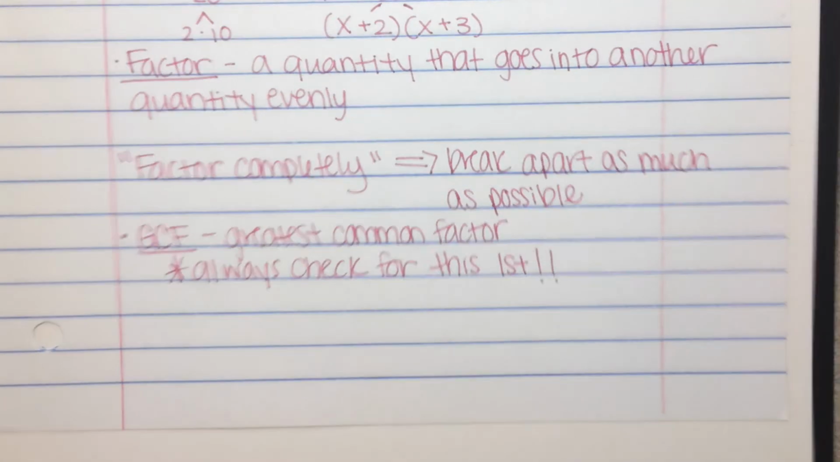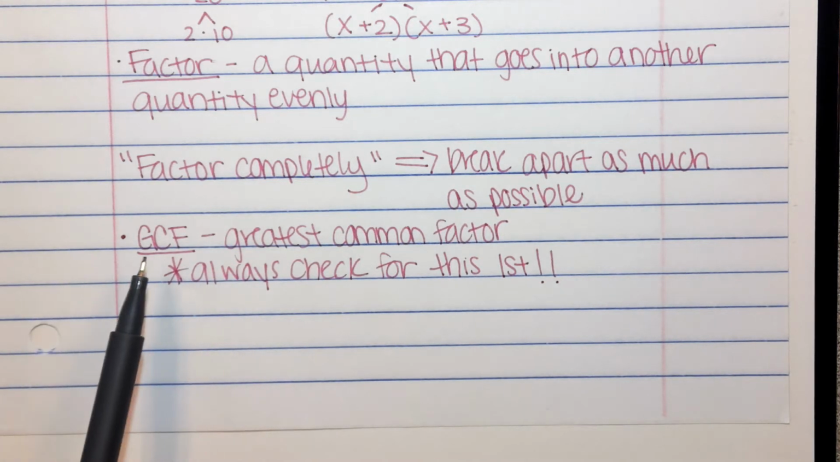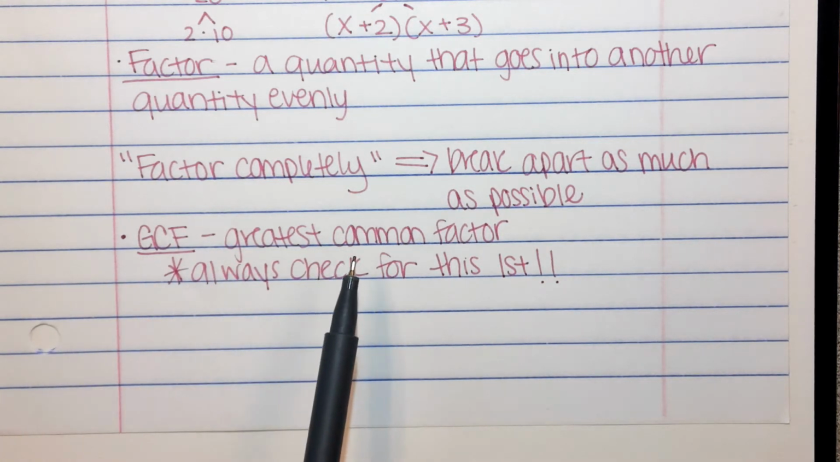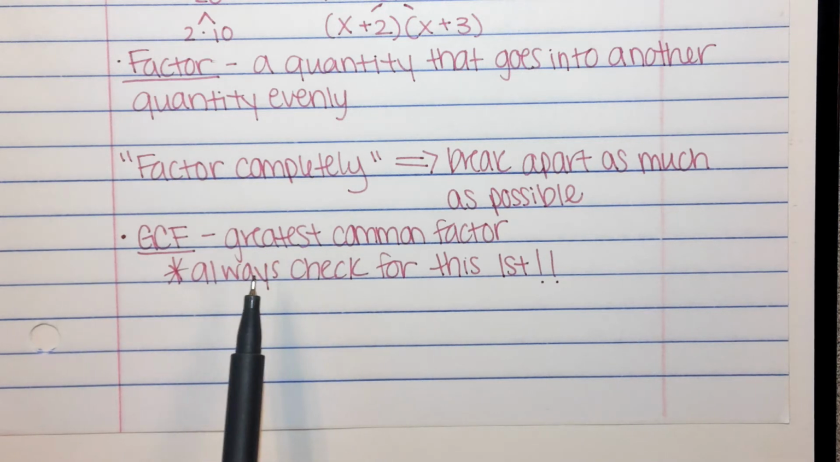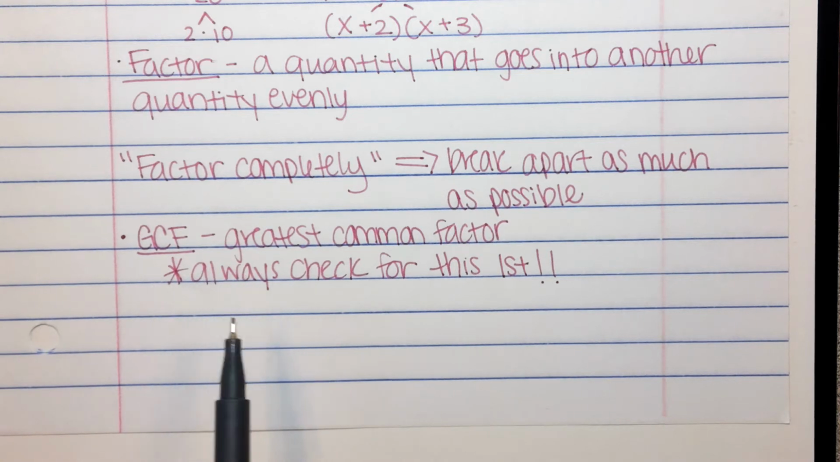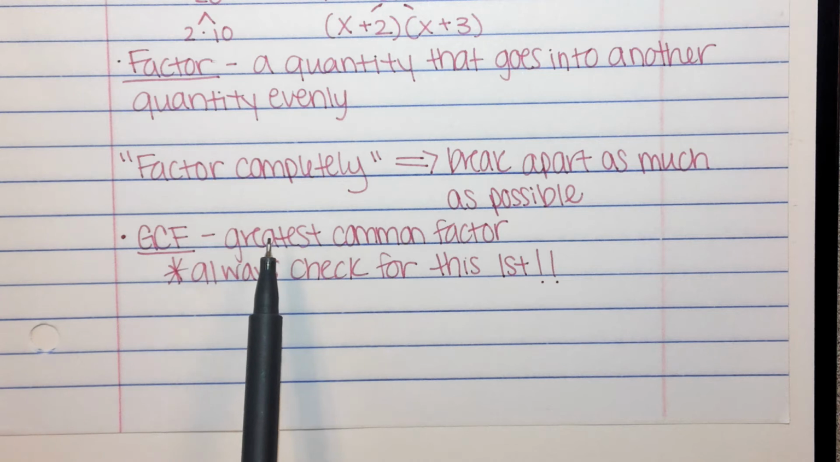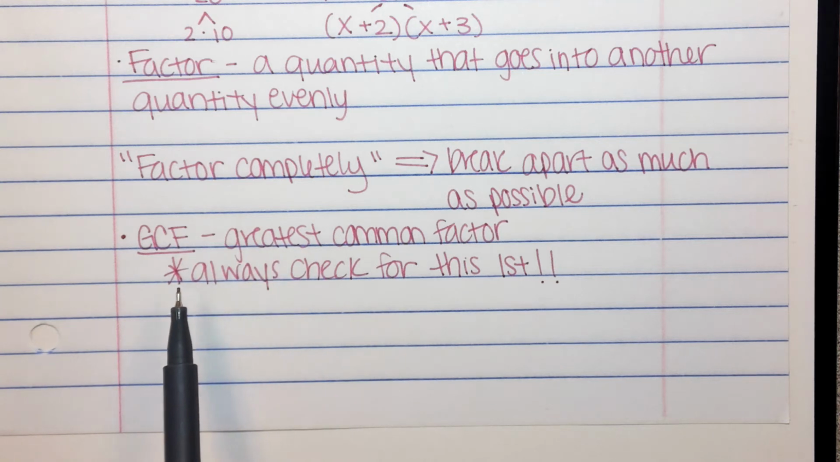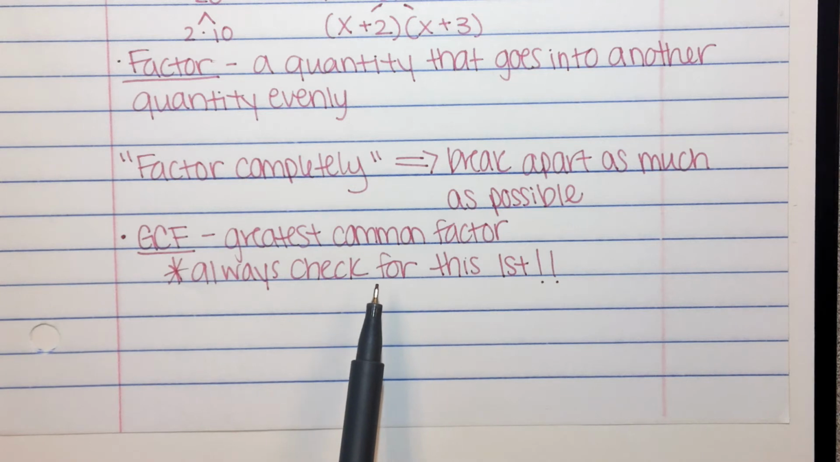Okay, and I might have lied just a second ago. Our last definition is GCF. GCF stands for greatest common factor, and so that's the largest quantity that goes into another quantity evenly. So we're going to talk about greatest common factors more in just a little bit, but you do need to know what GCF stands for. Also, as we're factoring, you're always going to check for a greatest common factor first. So make a little note there. Always check for the greatest common factor.